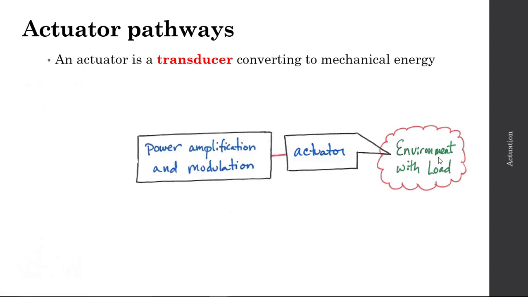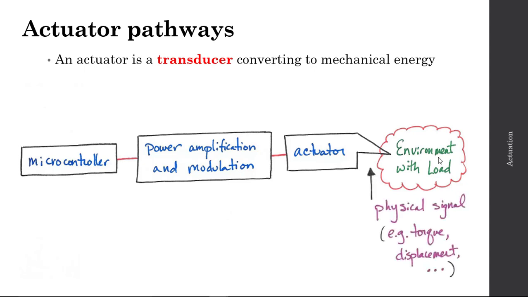To drive the actuator, I'm ultimately going to require some sort of power amplification and modulation. So I can effectively think of these as my interface electronics between my actuator and something like my microcontroller. My actuator at this point is providing a physical signal. That might be a torque or a displacement, for example. In this case, I typically have something like a voltage, but let's say it's a pneumatic actuator. I might have here some fluid flow pressure. And then between my microcontroller and my interface electronics, that's typically a voltage.